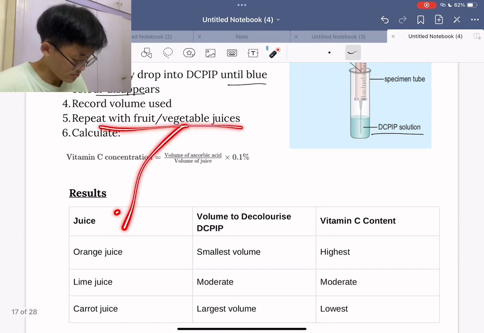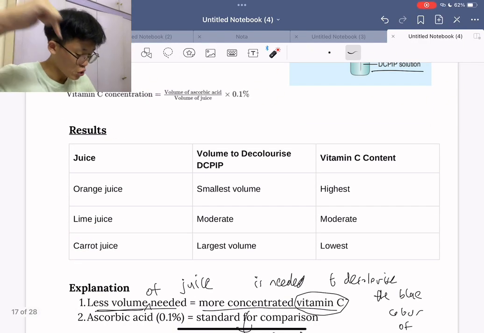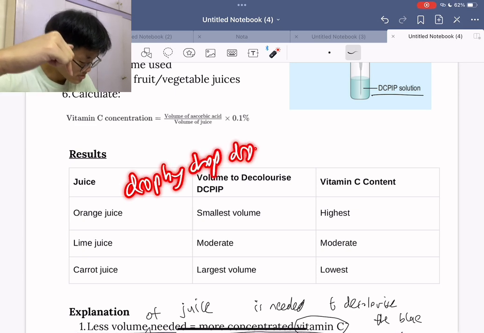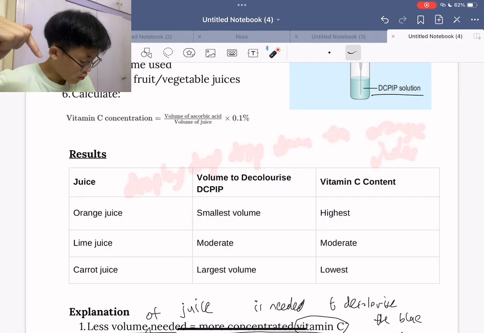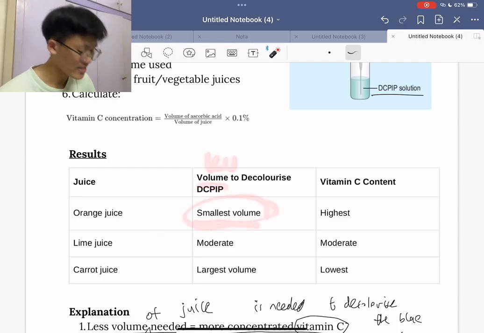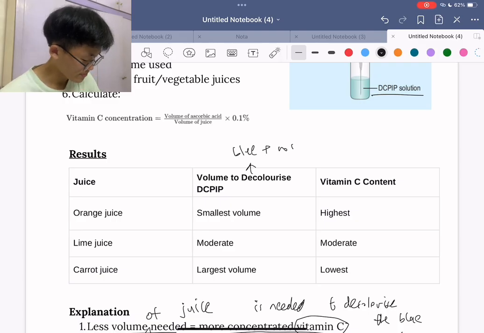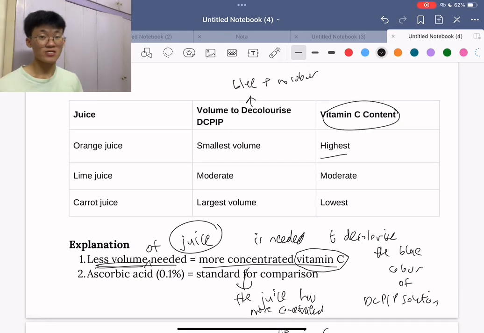You repeat with orange juice, lime juice, and you find out that when you drop the orange juice drop by drop, only the smallest volume is needed to decolorize the DCPIP. Decolorize means from blue to no color.